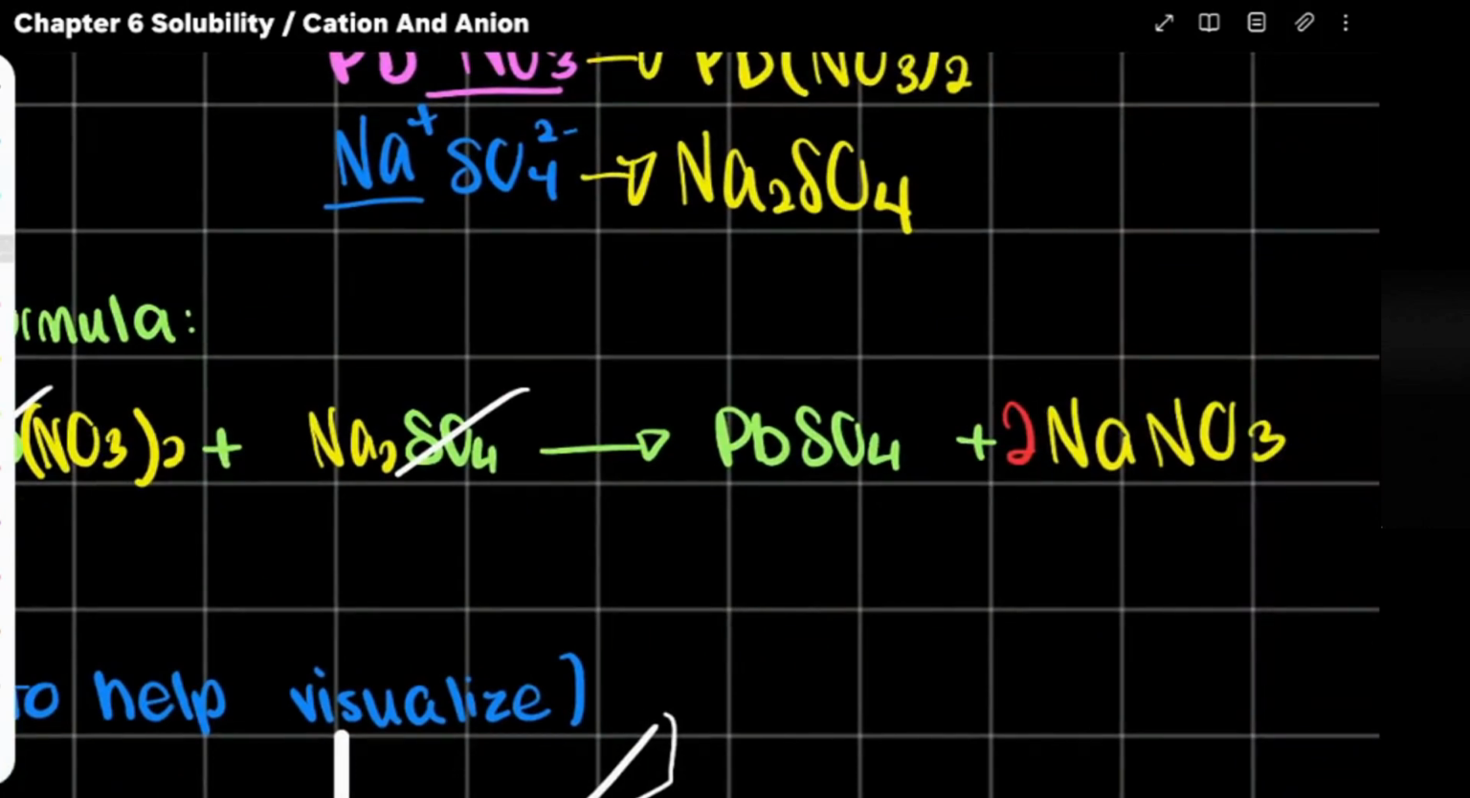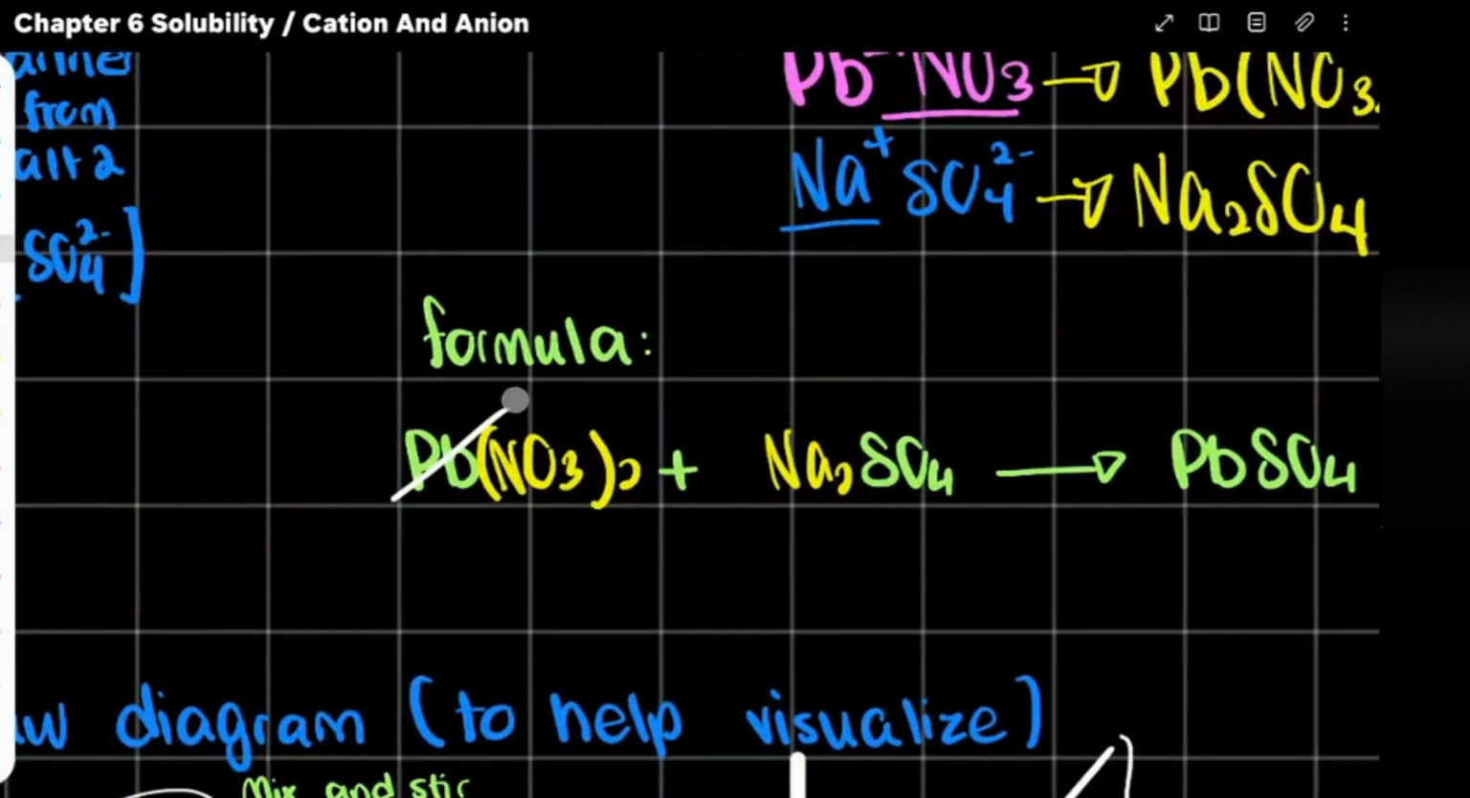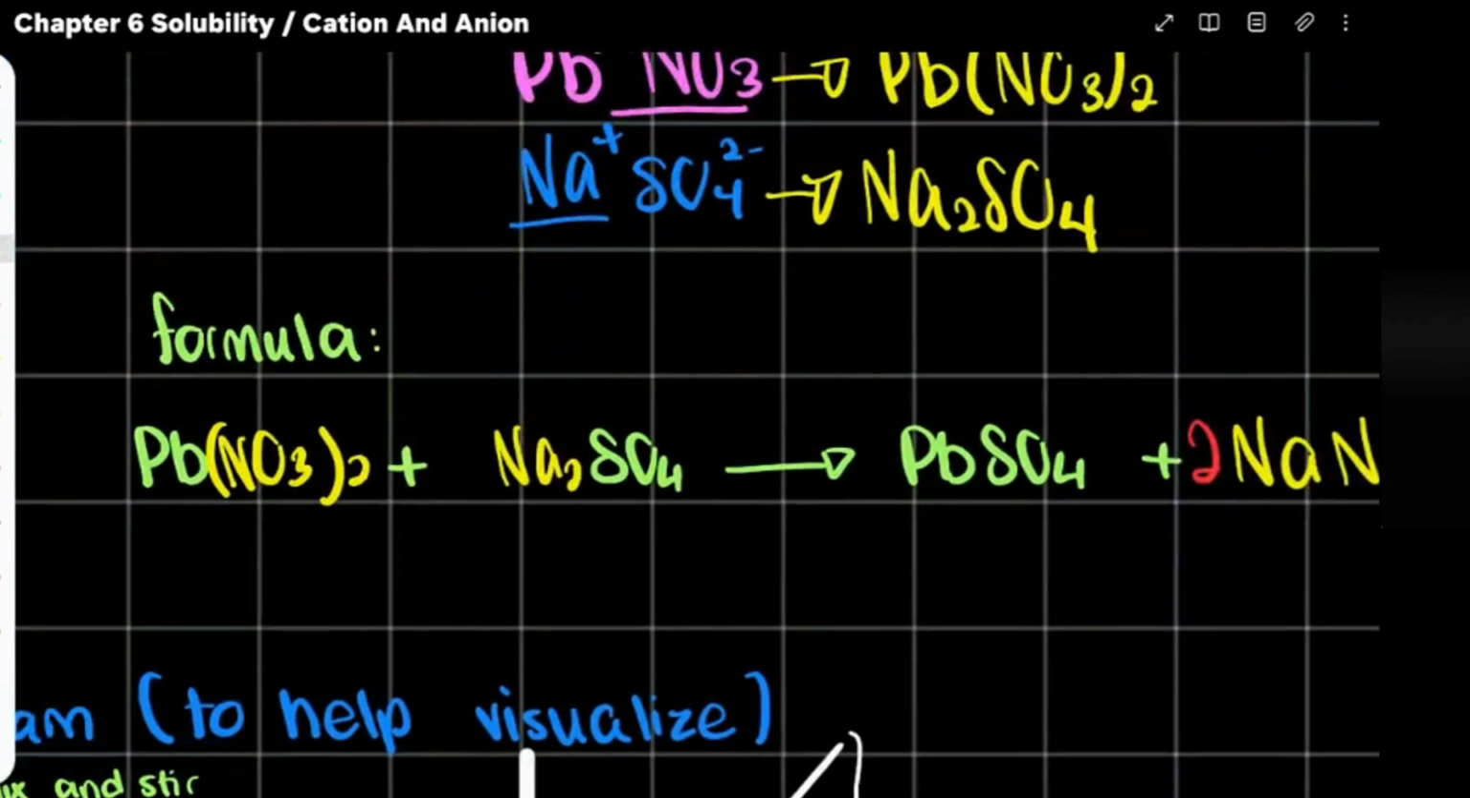To balance it out, right? We have to balance it. Don't forget, we have to balance it. So this is the formula. And from here, you already know which salt we're going to use to produce this salt. Okay, we want this salt. Don't forget, we want this salt.